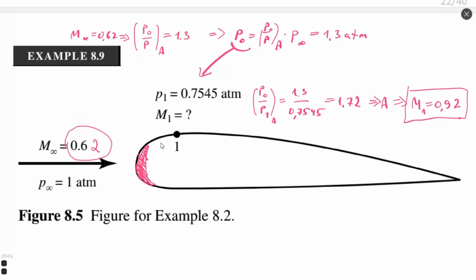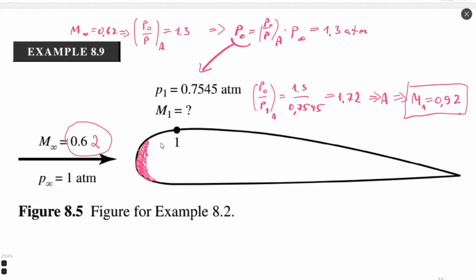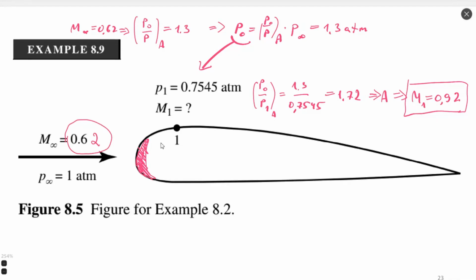So this is a simple tool, quite powerful, to measure or to calculate Mach number at any specific point. You need just to know reference infinite conditions, and you need to know one of the thermodynamic properties at these reference conditions.